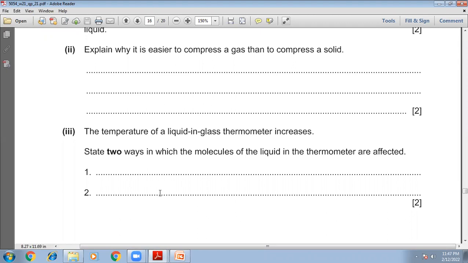When the temperature rises, the molecules move away from each other, and the spacing between them increases, and the molecules start moving faster. So when they move faster, they will have higher kinetic energy. So 2 things will happen. One, the molecules will move away from each other. The second thing, the molecules will be moving at a faster speed, so their kinetic energy will be larger.